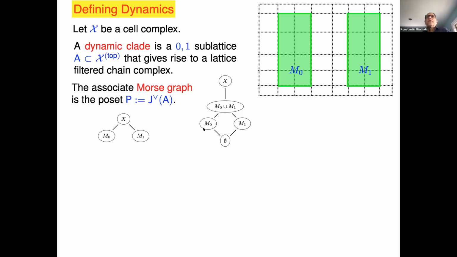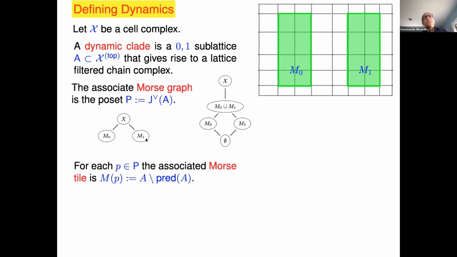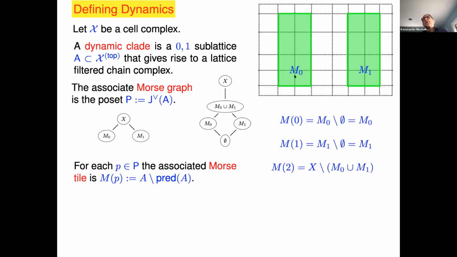Now, out of this definition, once I've given you this lattice, we can talk about something I'm going to call a Morse graph, and that is the poset of join irreducible elements. And for each element in this poset, I'm going to define the associated Morse tile. For this P, which is one of these join irreducible elements, a join irreducible element has a unique immediate predecessor, so this makes sense. So now look at the lattice element and take away its immediate predecessor. For this simple example, you have M0, but there's no immediate predecessor, so its Morse tile is just M0. M1 is going to be the same, and for M2, take the whole space and take away the green cells. So that's kind of the only interesting operation that would be done here.